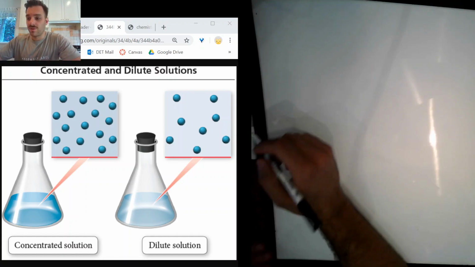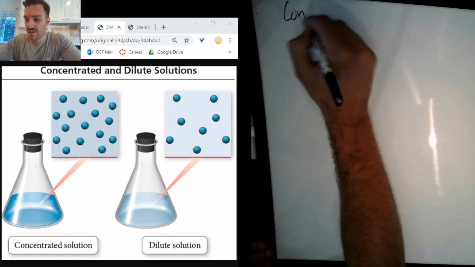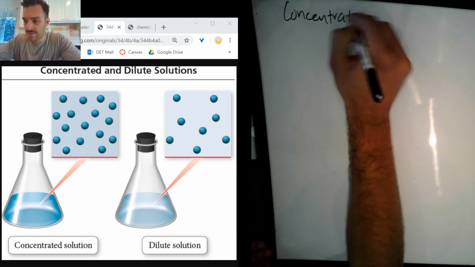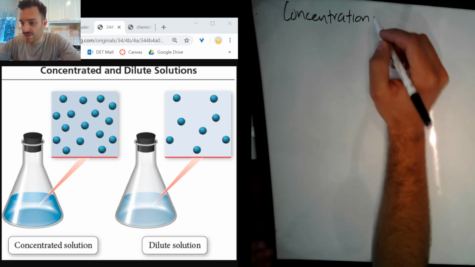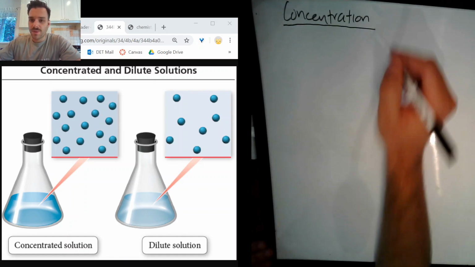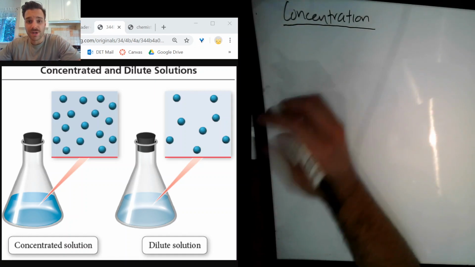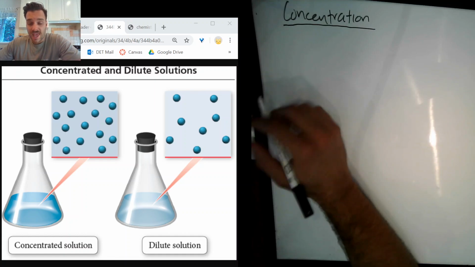Hi guys, today we're going to talk a little bit about concentration and what that means, and this is going to make up the next chapter of calculations that we look at. So basically when we talk about concentration, we're talking about how much stuff is dissolved in how much solution.